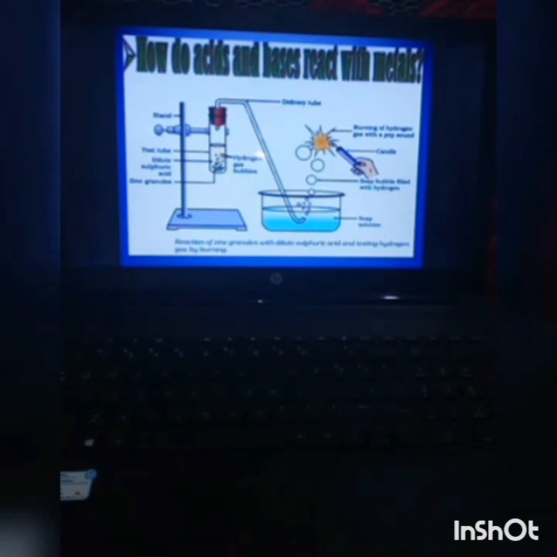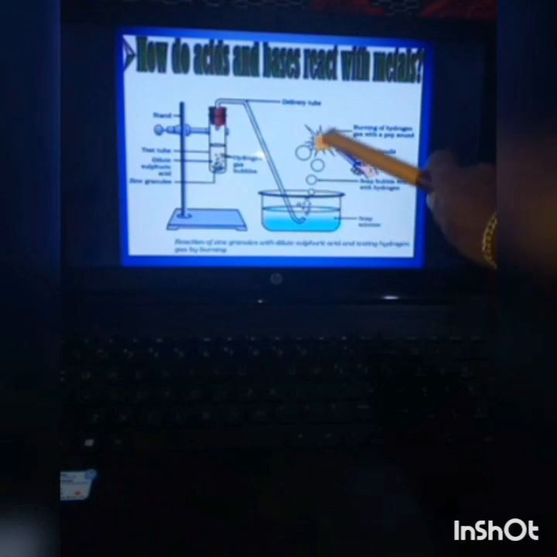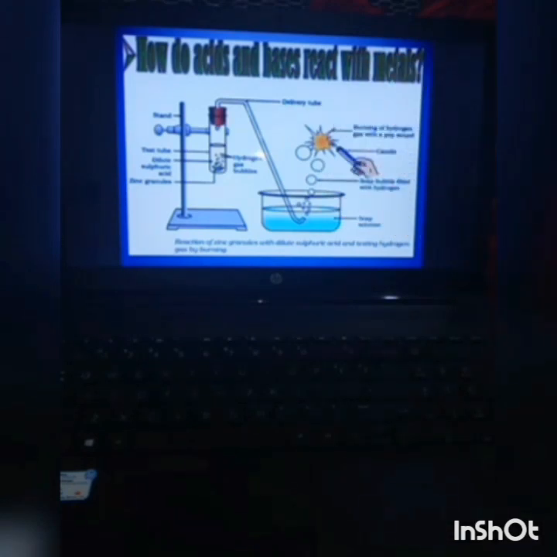To test what type of gas is coming out, we bring a burning candle towards these bubbles. It burns with a pop sound. Burning with a pop sound means the gas indicates the presence of hydrogen. So this is the reaction that happens when an acid reacts with metal.